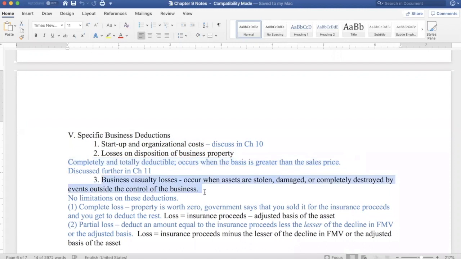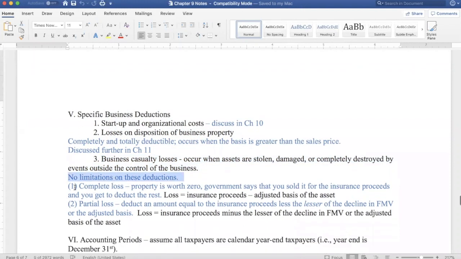We'll also talk about business casualty losses. So you're familiar with a casualty loss. There's no limitation on these deductions for businesses. And you're going to deduct the complete loss in the case where the property's worth is zero. The government says that you sold it for the insurance proceeds and you get to deduct the loss. So the loss equals the insurance proceeds minus the adjusted basis. So you can treat the insurance proceeds just like normal proceeds.